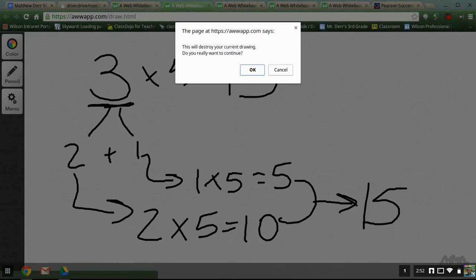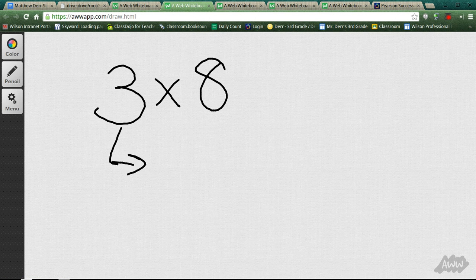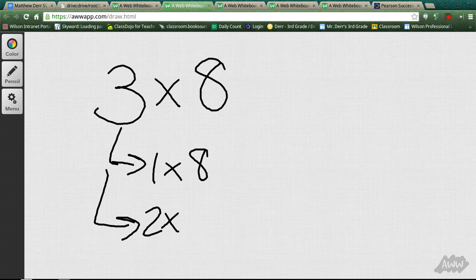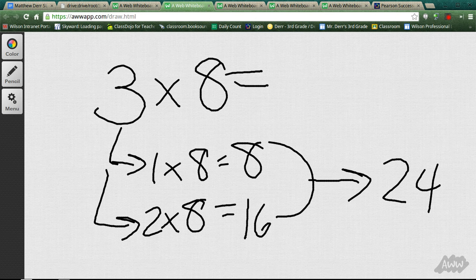If I clear this here, let's take a look at 3 as a factor again, times 8. Well, we would break it down into 1 times 8 and 2 times 8. I get 1 times 8 equals 8 and 2 times 8 equals 16. Now I add those two together. 8 plus 16 is 24. 3 times 8 equals 24.